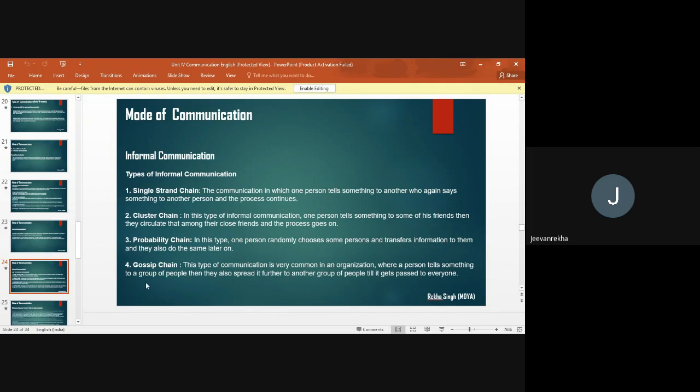Now we'll talk about gossip chain. What is gossip? What is the meaning of gossip? Unnecessary talk about another person. Yes, unnecessary talk. No need to say something about her, but you are saying something, ill talking about her. That means gossip chain.